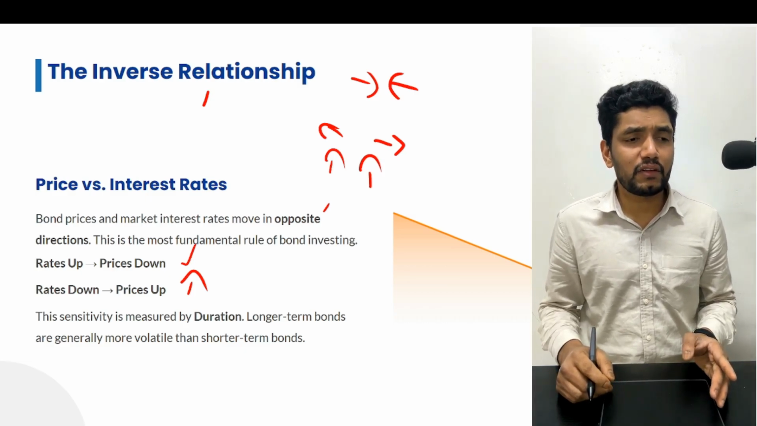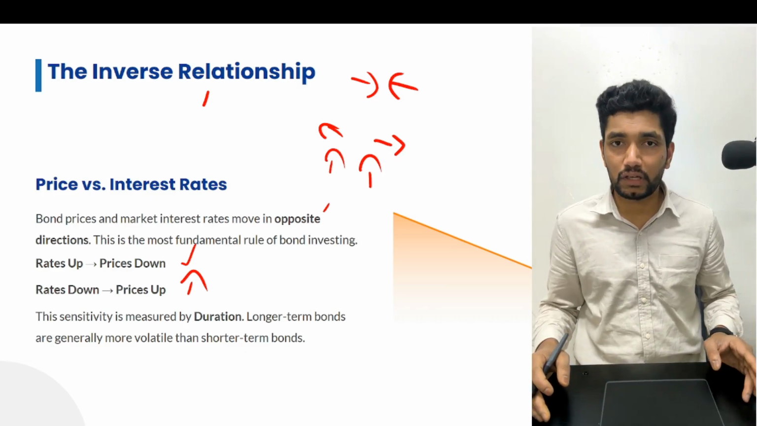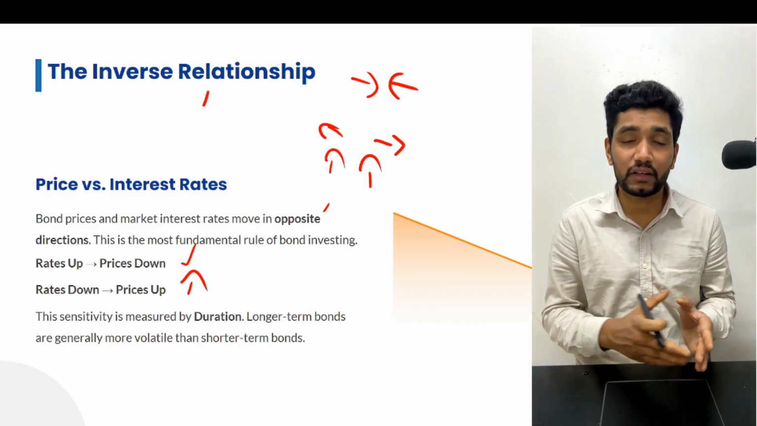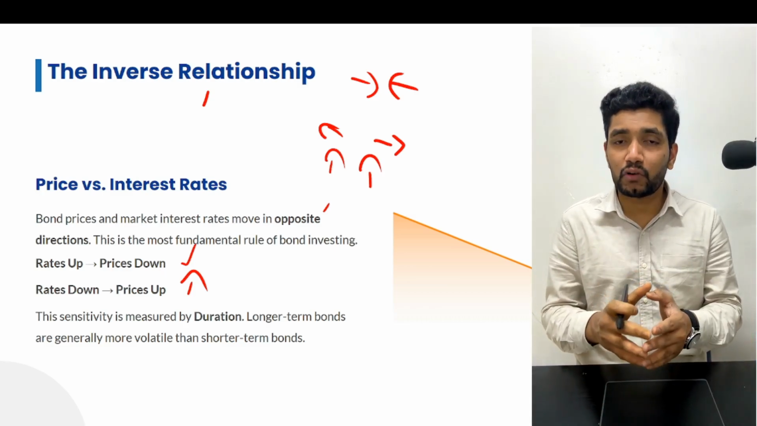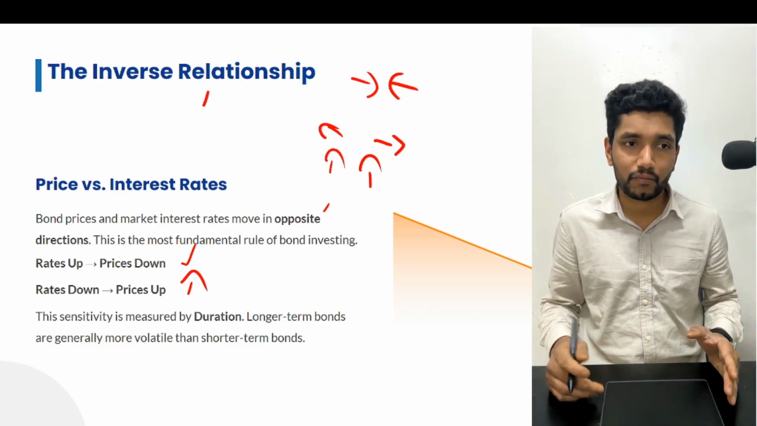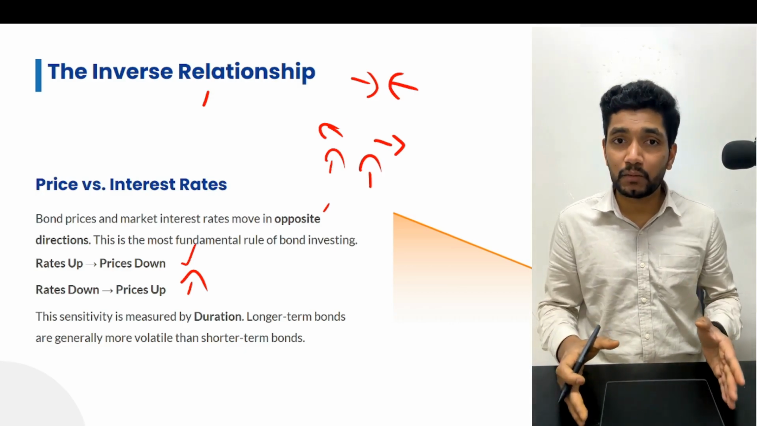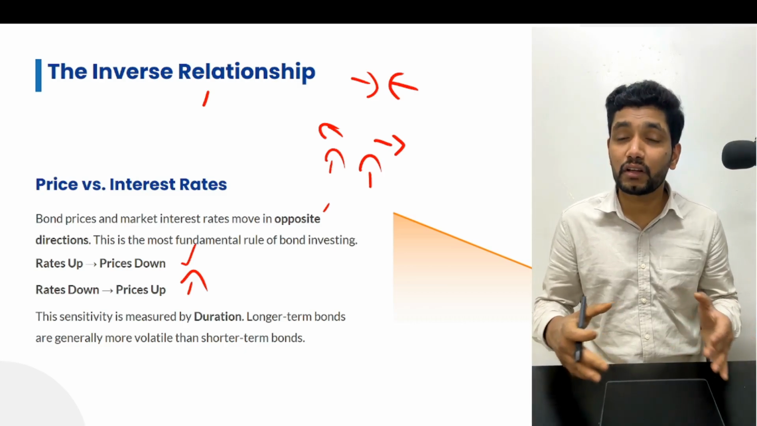Again, this sensitivity is also measured by duration. Long-term bonds are generally more volatile than short-term bonds, because in the long term there is a big chance of changes in the interest rate and market return rate. Based on that, long-term bonds are normally considered more volatile than short-term bonds. So this is just the relation between the market price of a bond and the interest rate. It is in the opposite direction.